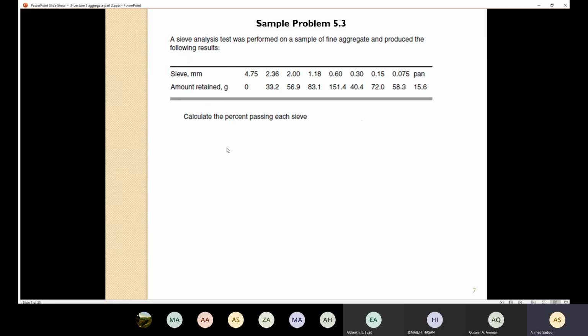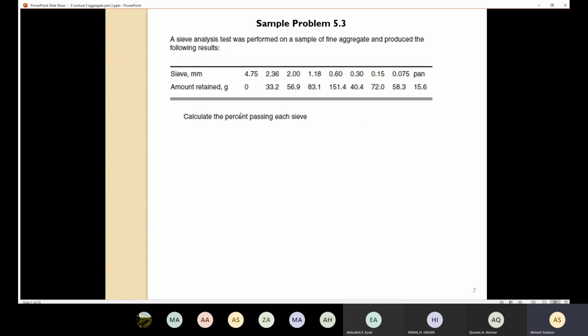Then I'm going to put the sieves in descending order, and I'm going to take a representative sample of this fine aggregate and check the sieves. As a result, the aggregate larger than the sieve is going to be retained on the sieve, and the aggregate smaller than the sieve is going to pass through. Then I'm going to measure the amount retained on each sieve. For example, in sieve number 4, we didn't retain any amount, which means that all the particles passed through sieve number 4, and so on. I'm going to measure all the aggregate retained on each sieve.